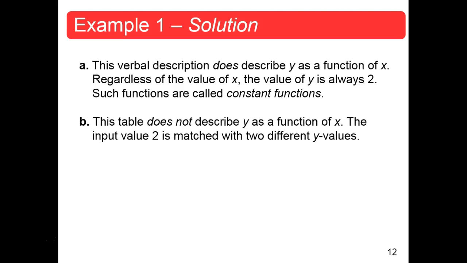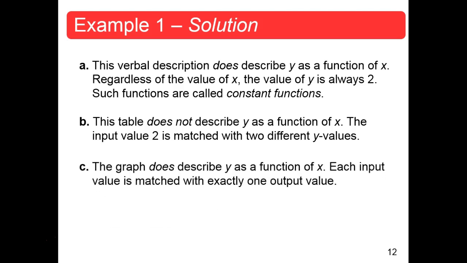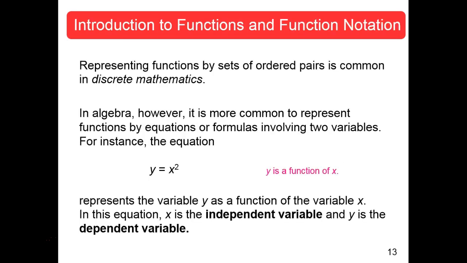The B one did not describe y as a function of x because the input value 2 had two different output values, 110, 111. Not a function. Make sense? Any questions? Okay, and the third one does describe y as a function of x. Each input value, -2, -1, 0, 1, and 2, only had exactly one output value. 3, 0, -1, 0, 3. Only one. Make sense? Good deal.